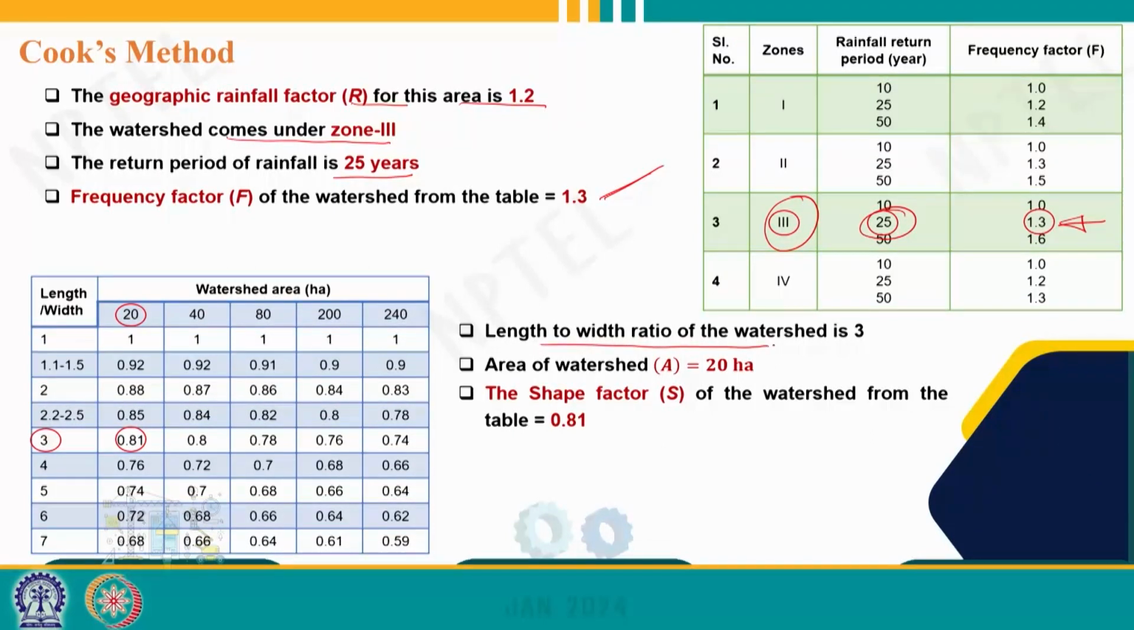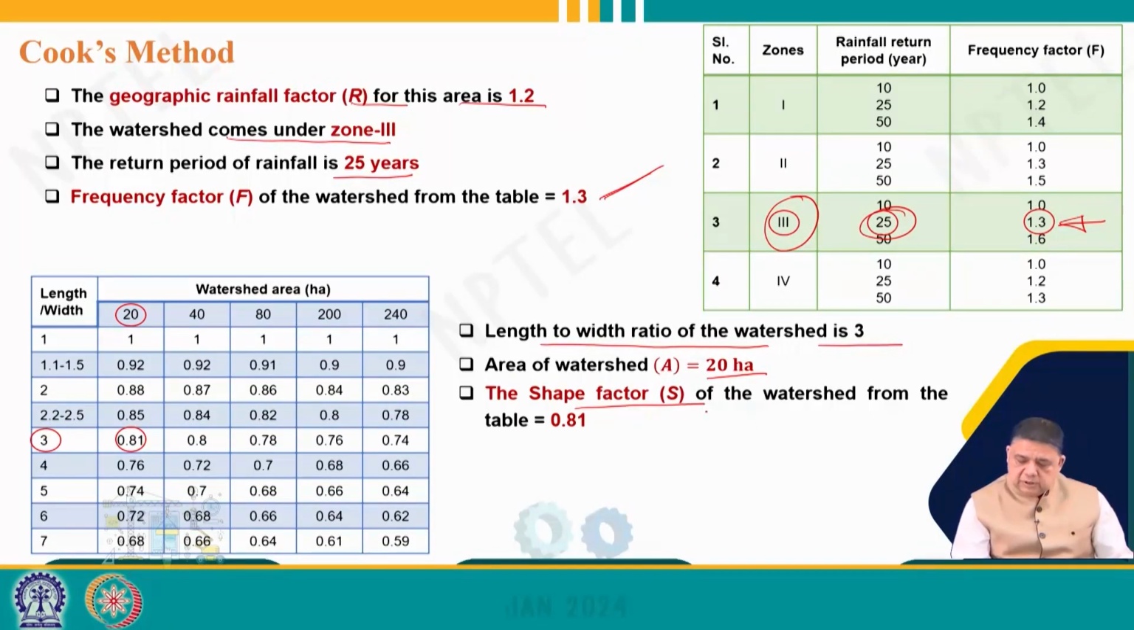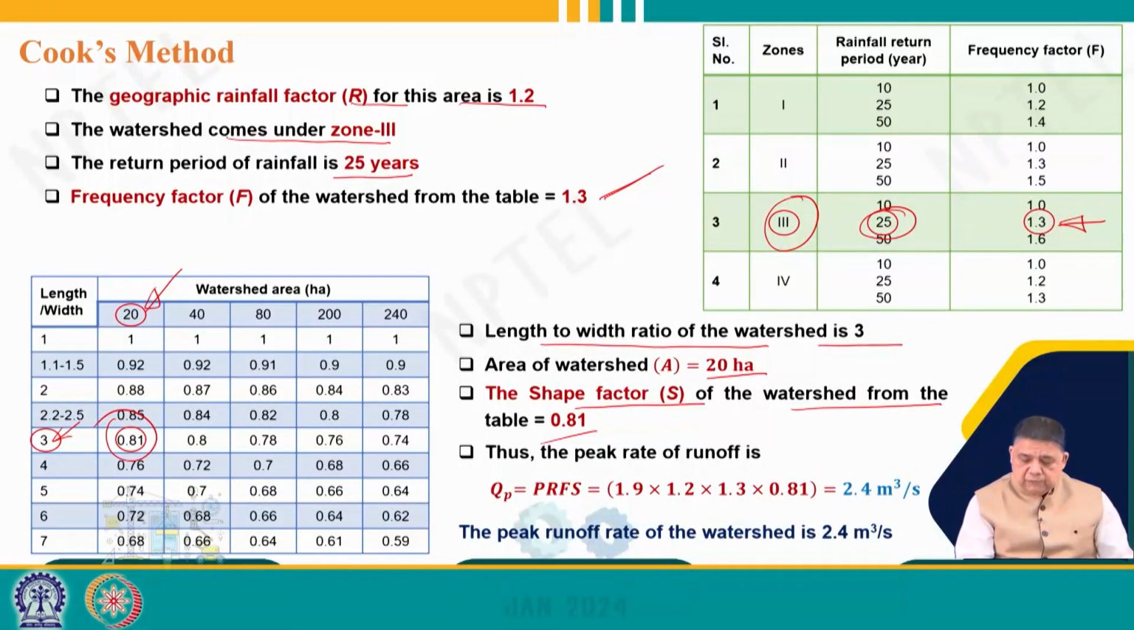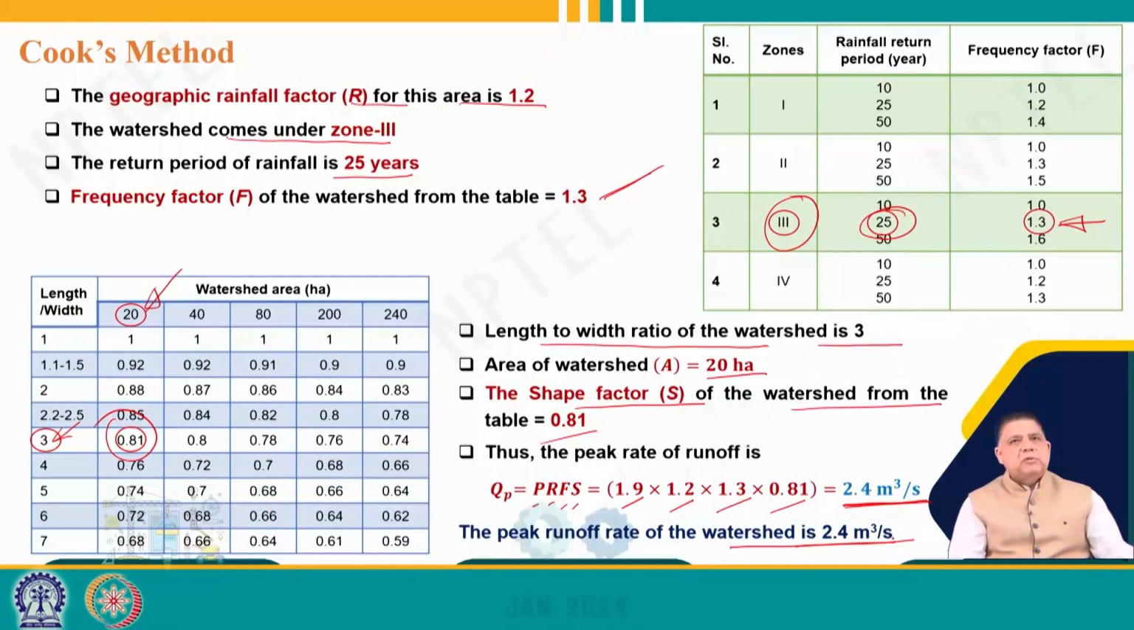Similarly, the length to width ratio of the watershed is given as 3, and the area of the watershed is 20. The shape factor of the watershed can be read from the table, with length to width ratio 3 and watershed area 20. So, we get a value of the S factor of 0.81. Now we know all 4 values. So, QP is P R F S, 1.9, 1.2, 1.3 and 0.81, and thus the peak rate of runoff comes out to be 2.4 cubic meter per second. So, the peak rate of runoff for the watershed is 2.4 cubic meter per second as per Cook's method.